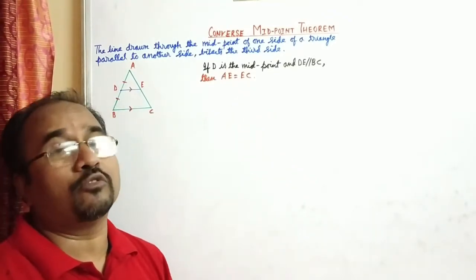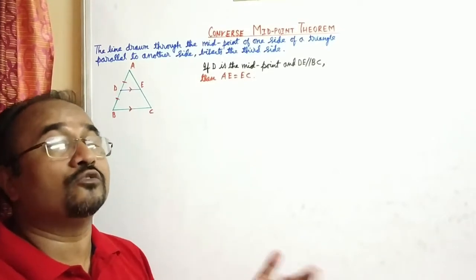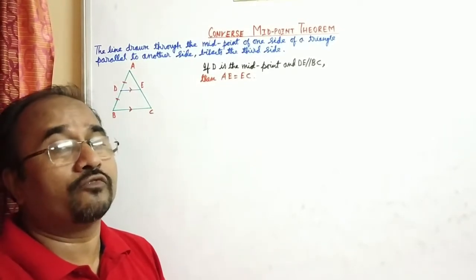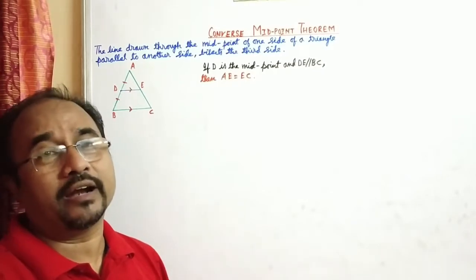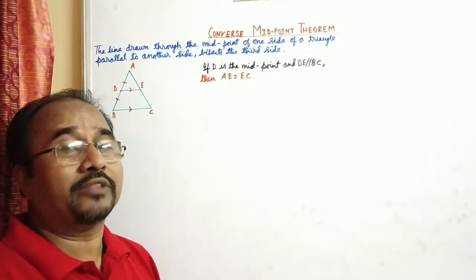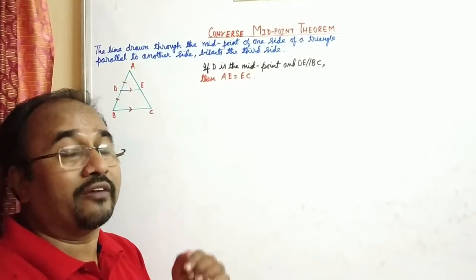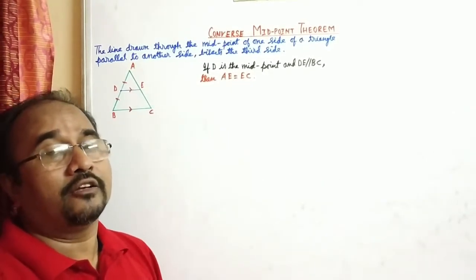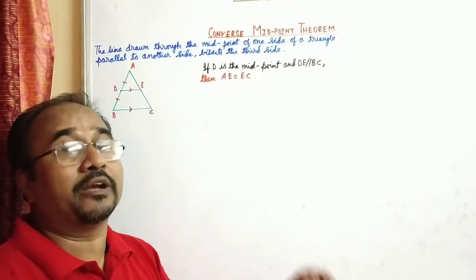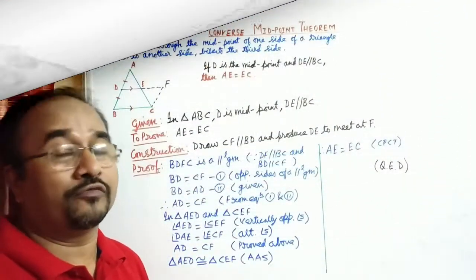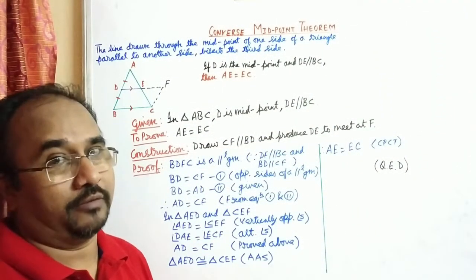Now how will you come to know that a sum requires the use of this theorem? Just look for two things: a midpoint provided and the line from that midpoint is parallel to a side. And now wherever it goes and meets the third side, you take that point to be the midpoint of that side. Prove this converse midpoint theorem.